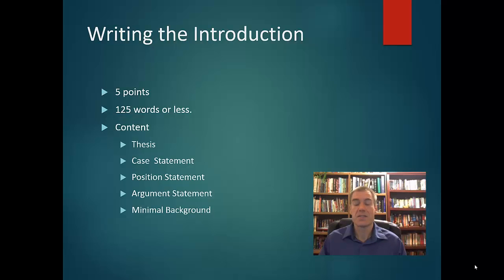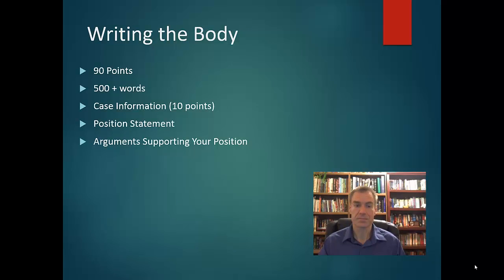And so the idea is, again, the way I grade it is I look to see if the 5 points are there. If they are, 5 for 5. If not, less than 5. And again, it should be 125 words or less, because it's only worth 5 points. You don't want to write on and on and on just for 5 points out of 100.